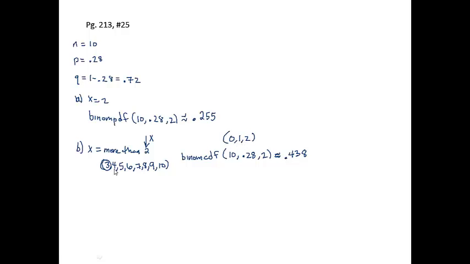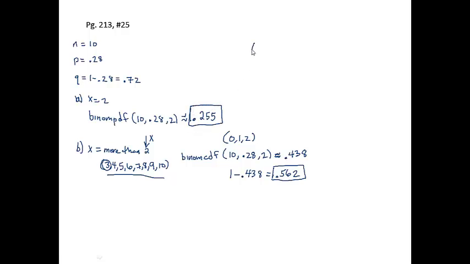But remember, this right here gave me 0, 1, and 2. That's not what I was looking for. I was looking for these guys, which means I have to do the complement. So it's 1 minus 0.438. And that is 0.562. So the answer is 0.562. And the answer for A is 0.255.